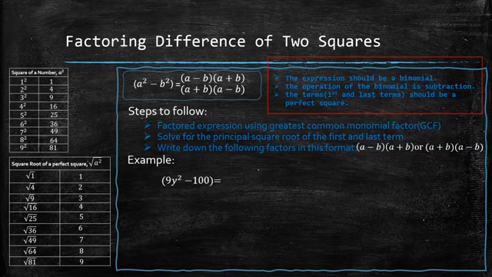Okay, let's have another example. Again, i-check natin isa-isa ha. So, first, the expression should be a binomial. Yes, binomial. 2 terms. So, check ta diha. Next, the operation of the binomial is subtraction. Tama ba? Yes, subtraction minus. So, check na ta diha.